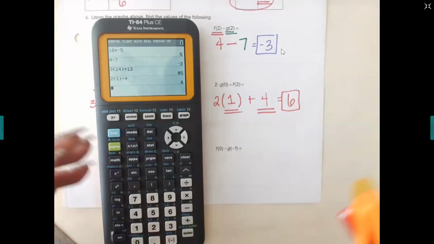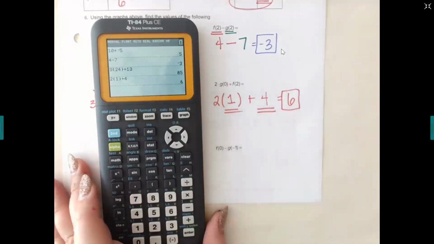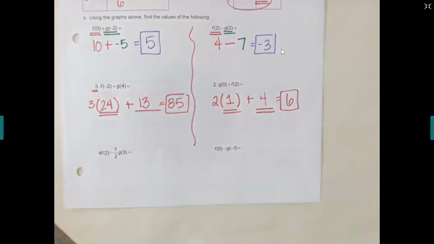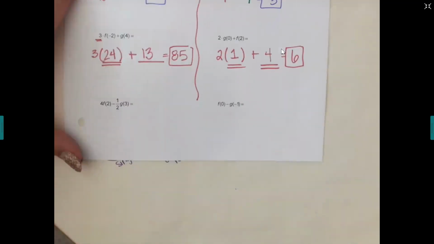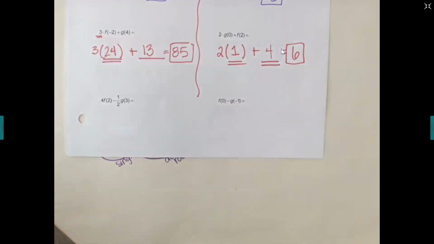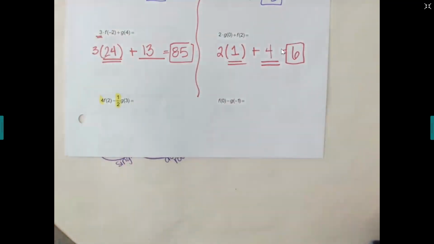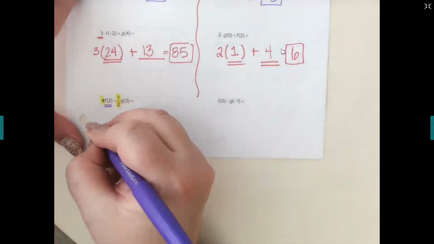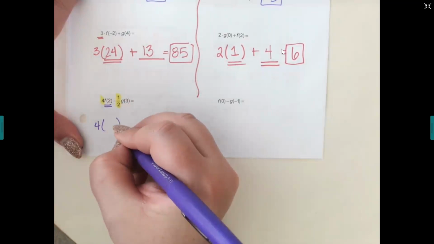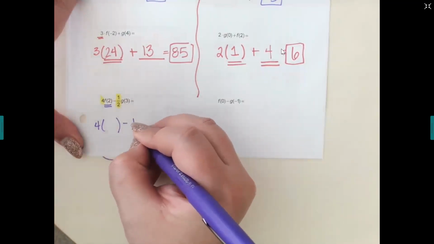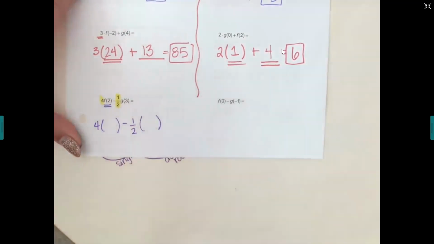Okay, we're just gonna do one more, and then we're gonna start on our practice. So take a look at this one. Do you see this time that you have 2 numbers in front? Okay, so that means that you're gonna need parentheses for both of them. So you're gonna do 4 parentheses minus a half parentheses.